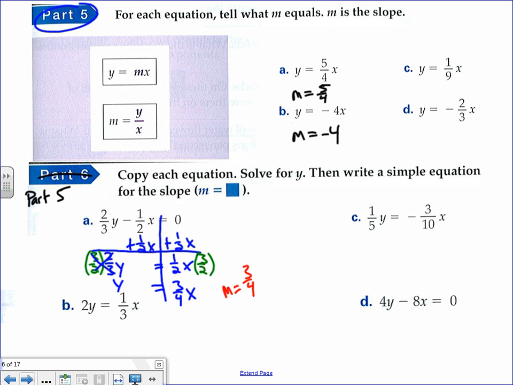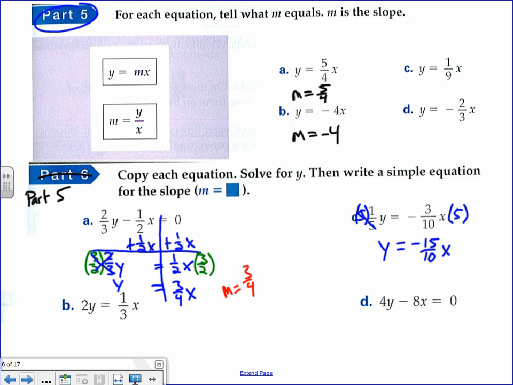Okay, the next one we're going to take a look at here quick is letter C. If you look at C, all we need to do to get the y by itself is multiply by the reciprocal of 1/5, which is 5. If I flip 1/5, it's 5/1, which is just 5. So over here, 5's cancel, your 1 cancels, you got y equals. Now on my right side, negative 3/10 times 5 is going to be negative 15/10 x.